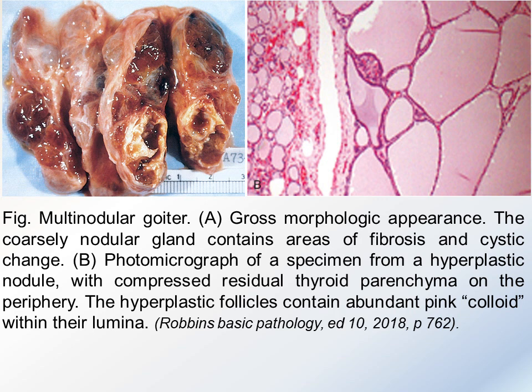Microscopically, in the right panel, you can notice a compressed residual thyroid parenchyma on the periphery, mainly on the left side of the image. In addition, hyperplastic follicles containing abundant pink colloid within their lumen can be seen, mainly on the right side of the image.